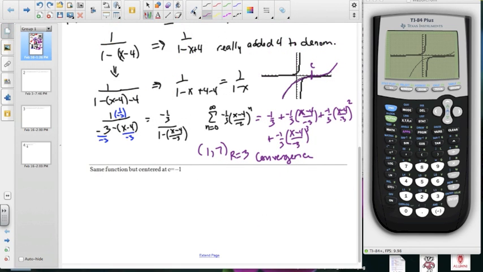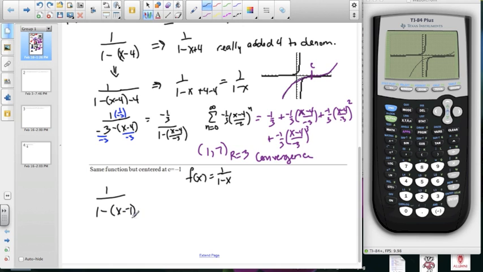Okay, now let's take a look at that last function, or that same function, 1 over 1 minus x. And we're looking at it centered at minus 1. So if it's centered at minus 1, then what we're looking at is taking this and rewriting it so that we have x minus a, the standard form, which is going to be x minus a negative 1. In other words, it's going to be 1 over 1 minus x plus 1.